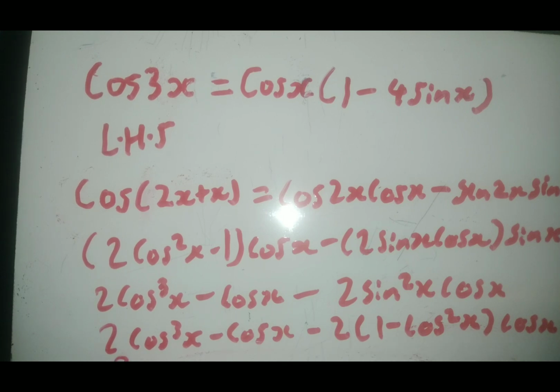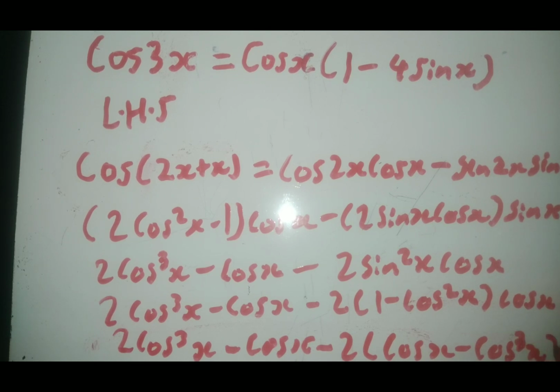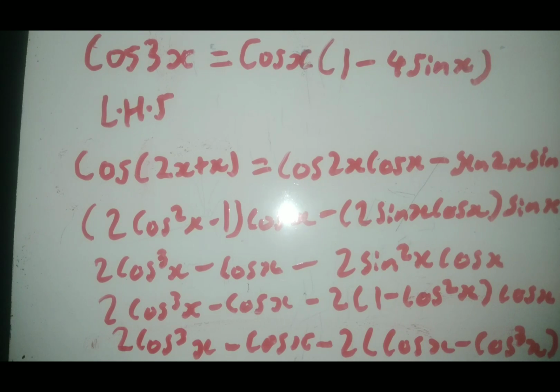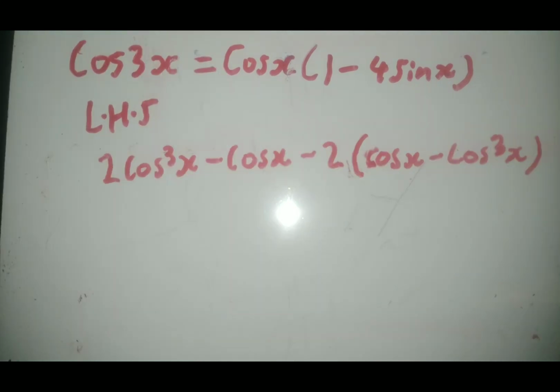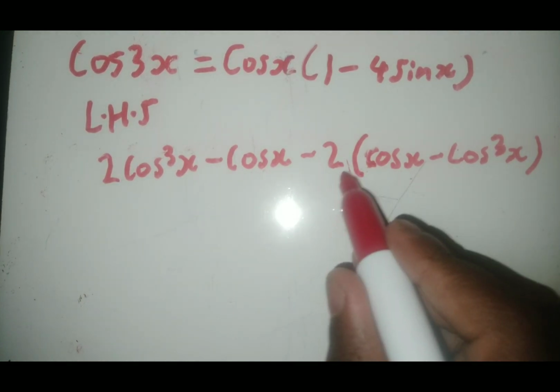So then this is going to be 2 cos cubed x minus cos x minus 2. So we're not yet going to multiply the 2. We're going to rather multiply this stuff. So then this is going to be cos x, and then this is going to be cos cubed x. And that's what we have. So then from there, I'm going to write this on the next step. All right, so I just rewrote the previous step here. Okay, then from here, now we're going to have to distribute that.